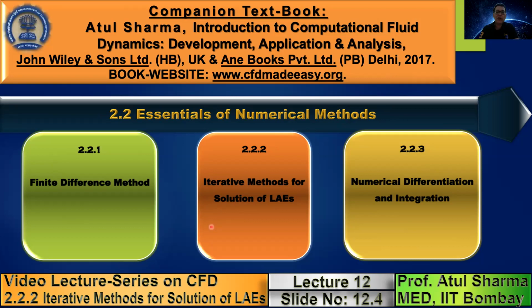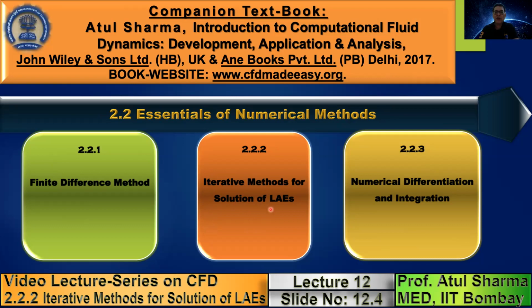One method is that any linear algebraic equation can be expressed in terms of a coefficient matrix, unknown vector, and a constant vector. So one way of solving any system of linear algebraic equations is that you take the inverse of the coefficient matrix and multiply by the constant vector. This method is called a direct method. This method we do not use in CFD. We use a method which is called iterative methods or an indirect method. So this lecture is focused on iterative methods for the solution of system of linear algebraic equations.